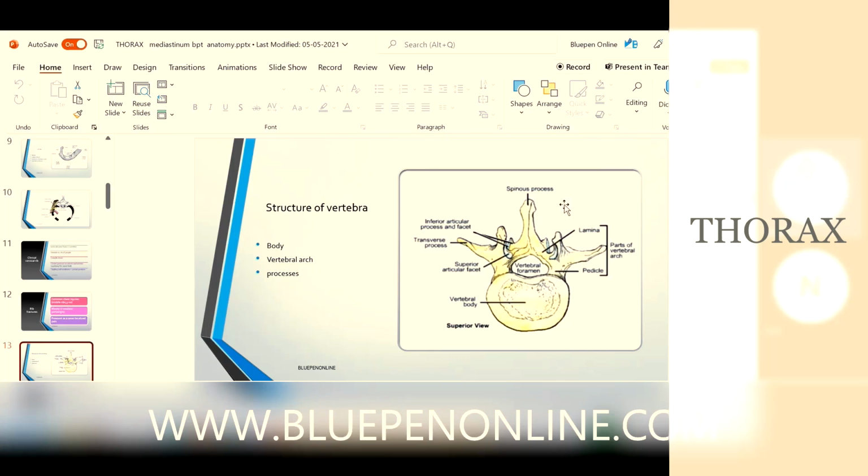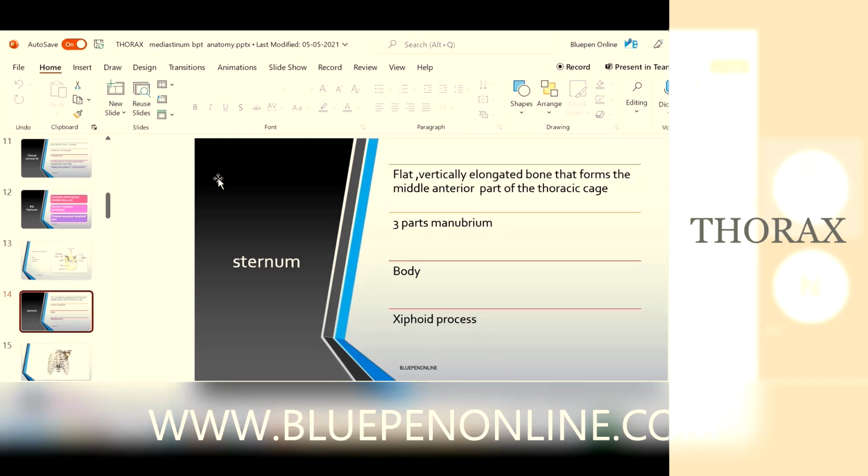If you're taking any vertebra, what is the structure? The body will be there, the vertebral arch will be there, and the processes will be there. See here, you can see the transverse process. So this is the basic structure. And next we'll move to the sternum.